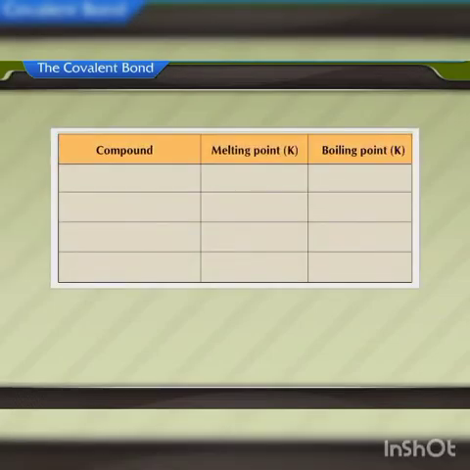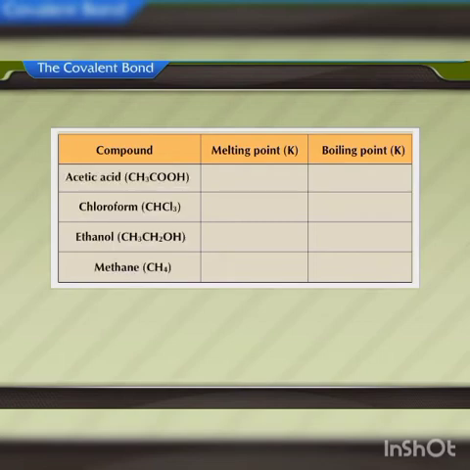Let us study the melting points and boiling points of some compounds of carbon. The melting point of acetic acid is 290 Kelvin. Chloroform is 209 Kelvin and ethanol is 156 Kelvin. Methane has a melting point of 90 Kelvin.